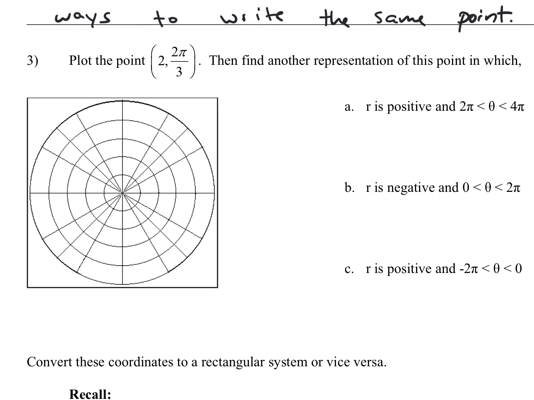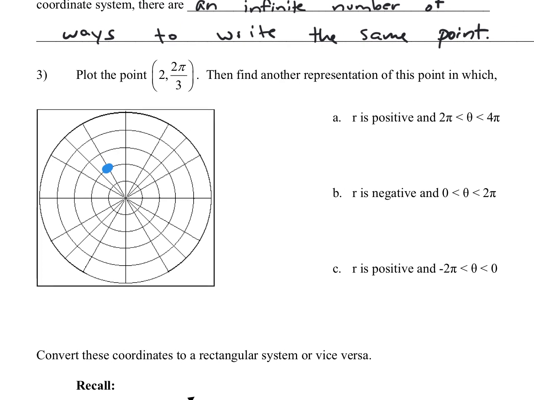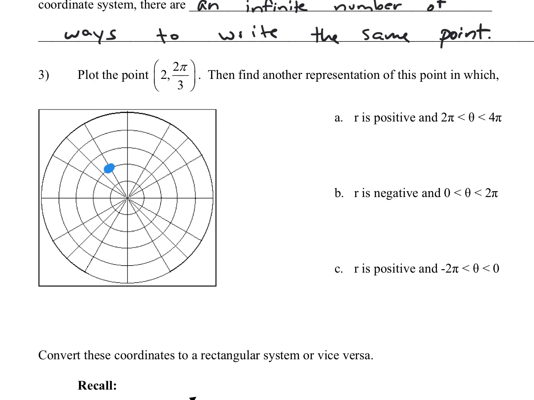So let's take a look at an example. Here they ask us to start by plotting the point 2, 2 pi over 3. So we're going to travel 2 rings out at an angle of 2 pi over 3. Both of our values are positive. Now we can get to that exact same point on our polar coordinates with some other qualifications. So what do they ask us for?